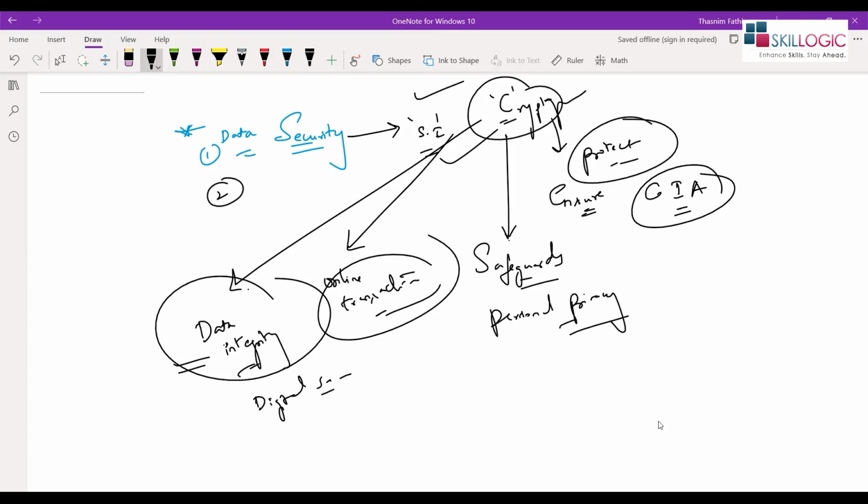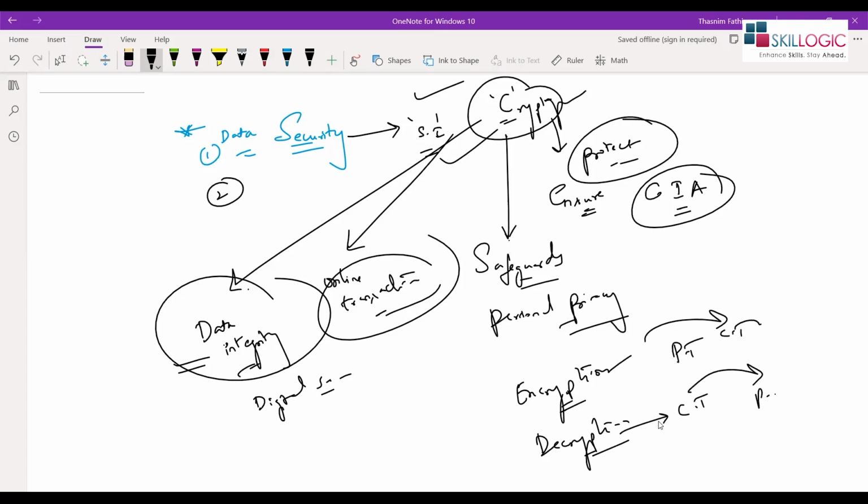When it comes to cryptography, the very important terminologies are encryption and decryption. Encryption is the process of converting plain text into ciphertext. Decryption is nothing but the conversion of ciphertext to plain text.